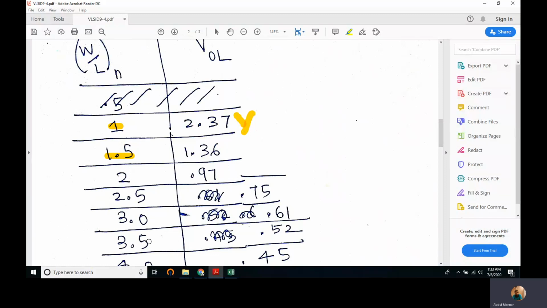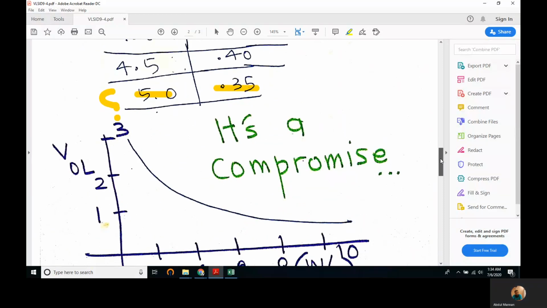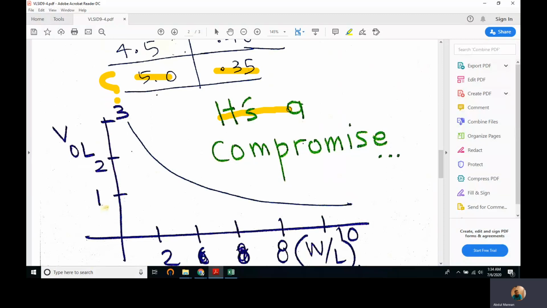And this process goes on, and we are getting decreased VOL as desired, but at the cost of increasing aspect ratio. Why do I say that it is a cost? So for 5, we get 0.35, a pretty good VOL. But this is the cost. Why is this the cost? Because increasing aspect ratio means consuming more space on the IC, which has some cost. So in short, it's a compromise.